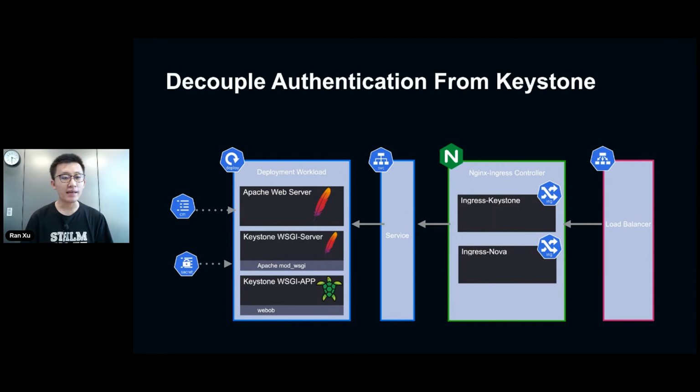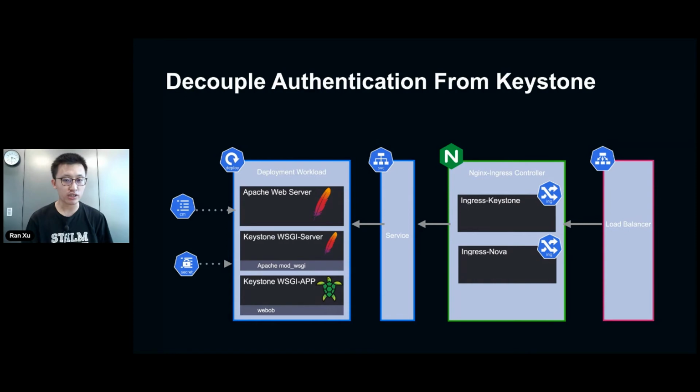So when a request comes to the Keystone service, it will go through the load balancer and the ingress controller. Then the ingress controller will distribute the request based on the API path on the L7 layer to the Keystone Kubernetes service. Finally, it will go to one of the Keystone pods.